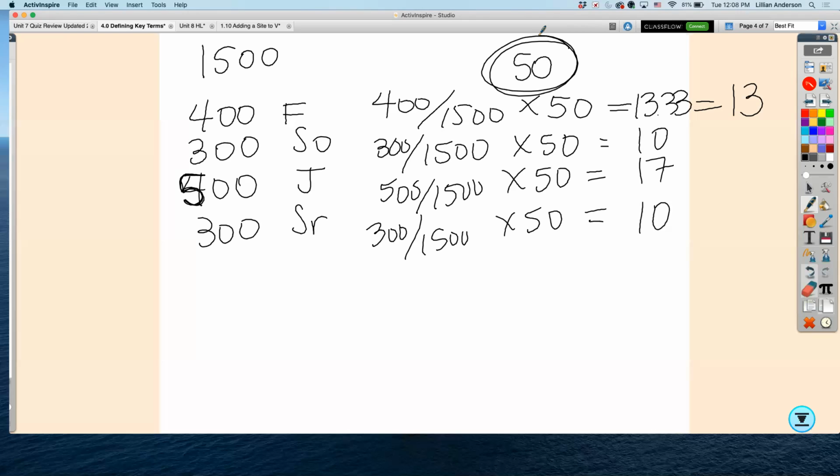The difference between the two is that when she decides to select these 13 freshmen, these 10 sophomores, 17 juniors, and 10 seniors, stratified means she just randomly selects 13 freshmen. She randomly selects those 17 juniors, okay? But quota would be she selects 13 IB freshmen or 10 IB seniors or 17 IB juniors. It's a biased sample because she's selecting from a particular type of group out of the entire population of freshmen, sophomores, juniors, and seniors.